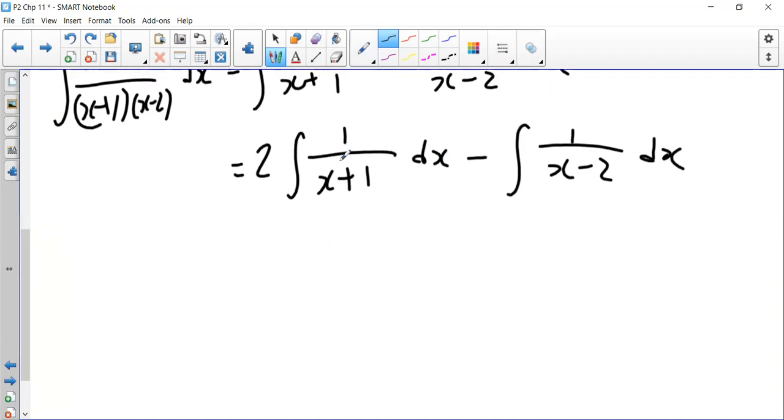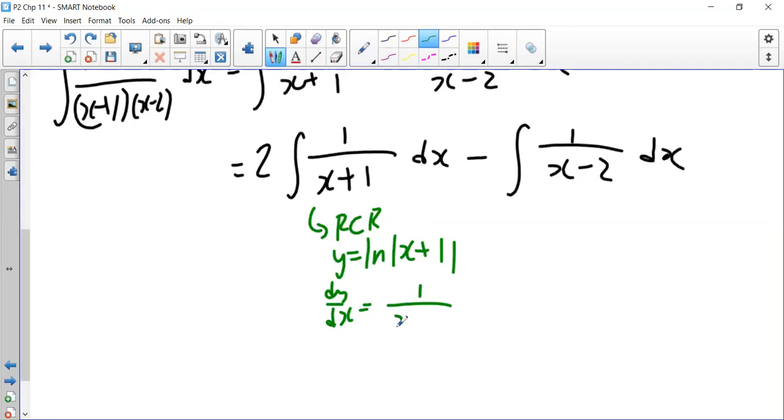So now integrate 1 over x plus 1. Reverse chain rule. I'm going to let y be ln|x + 1| because I know differentiating ln will give me 1 over. So dy by dx, and it didn't disappoint, 1 over x plus 1. Differentiating the inside is 1, so I know the integral matches completely with the question. So it equals 2 times the y answer.